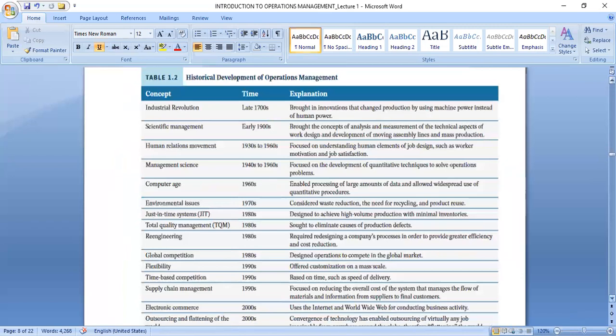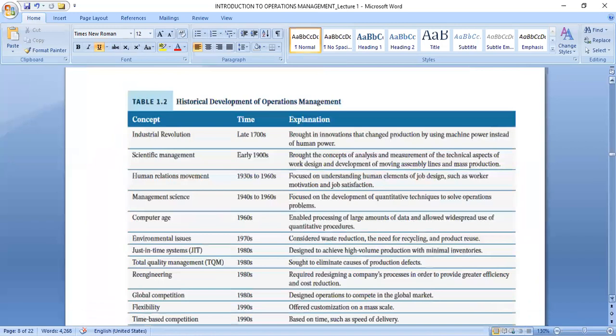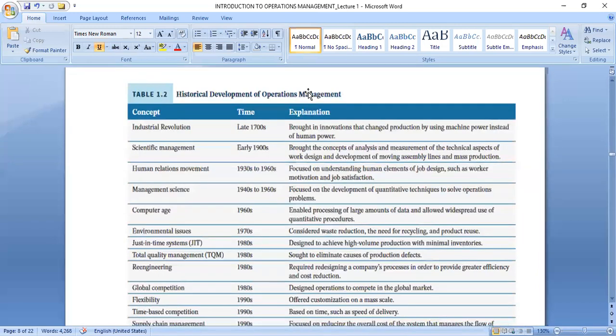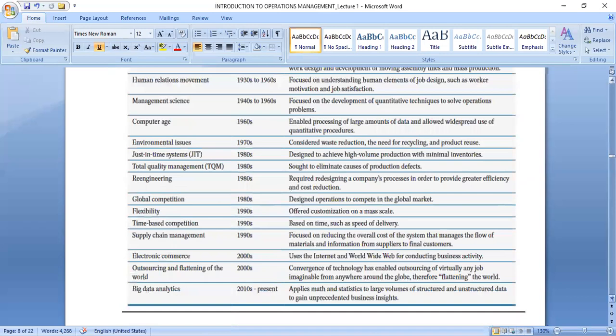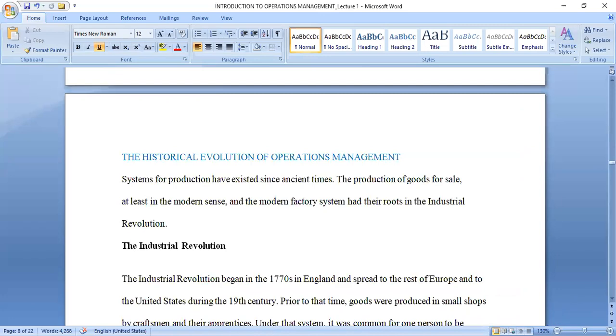I hope we can see that visibly. Is that clear? Anyway, I don't know, but let's continue. And maybe let me just explain how operations management evolved.